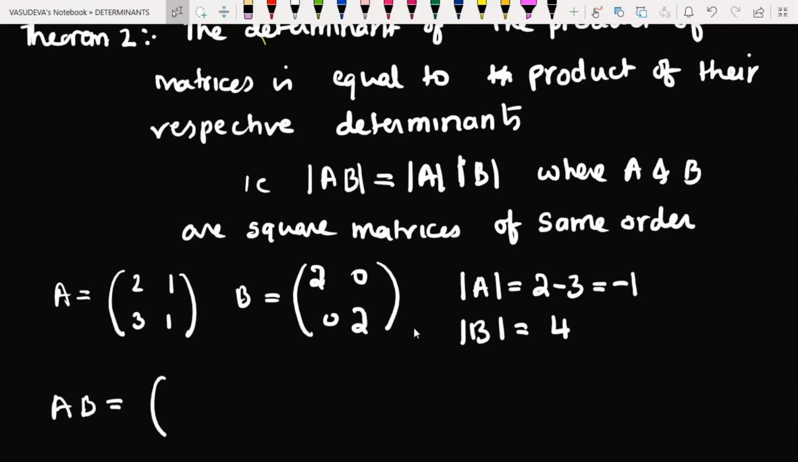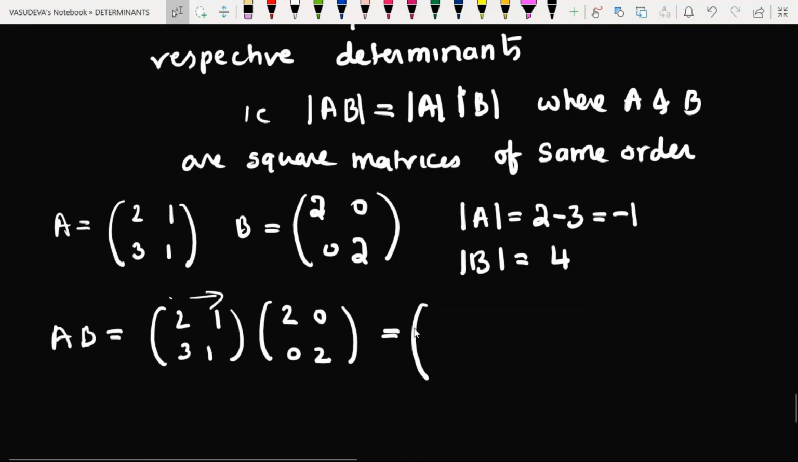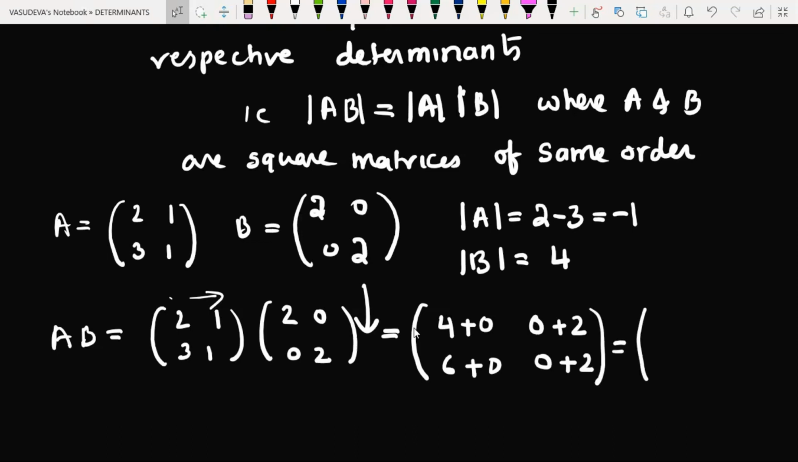So AB is [2 1; 3 1] times [2 0; 0 2], multiplying rows and columns. First row and first column: 2 into 2 is 4 plus 0. First row and second column: 2 into 0 is 0 plus 2. Second row and first column: 3 into 2 is 6 plus 0. Second row and second column: 3 into 0 is 0 plus 1 into 2 is 2. So we have [4 2; 6 2].